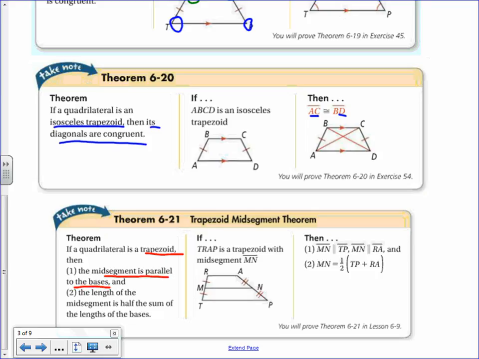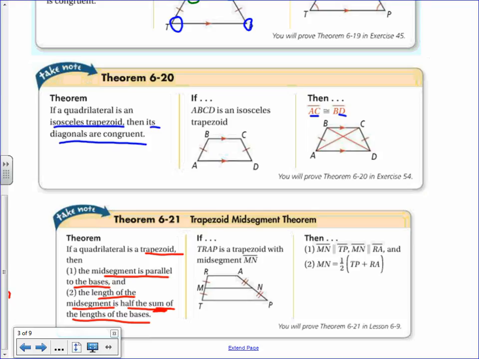And the length of the mid segments, this one's interesting. The length of the mid segments is half the sum, not half of one of them, half the sum of the lengths of the bases. So if you were to look at this, we have the if part over in the middle here. We have that MN and TP are parallel, and MN and RA are parallel as well.